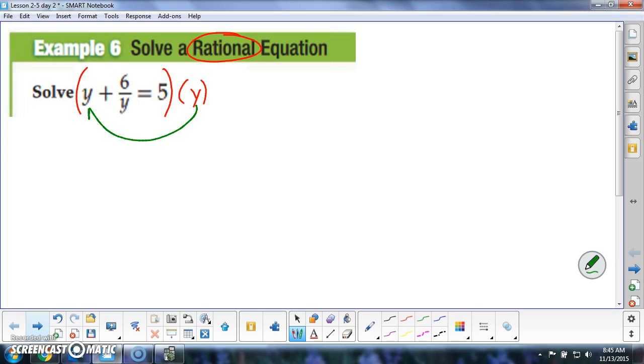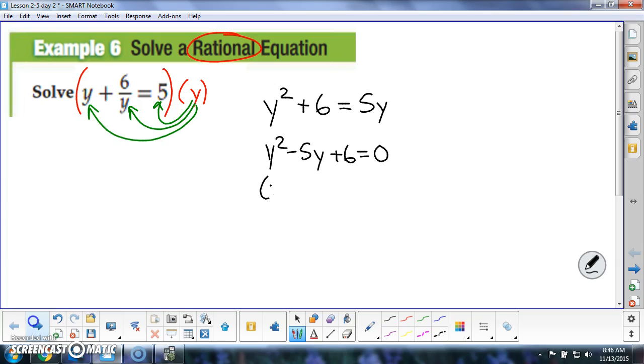So we're going to take y times this term, and that's going to give us y squared. Then we take the LCD times this term, and that's going to give us just 6, because it's going to give us 6y over y. Then we take the LCD times this term, and we'll get equals 5y. And so now it's a quadratic equation, much easier to solve. Get everything to one side by moving the 5y over, factor it, and we end up getting two values, 2 and 3.